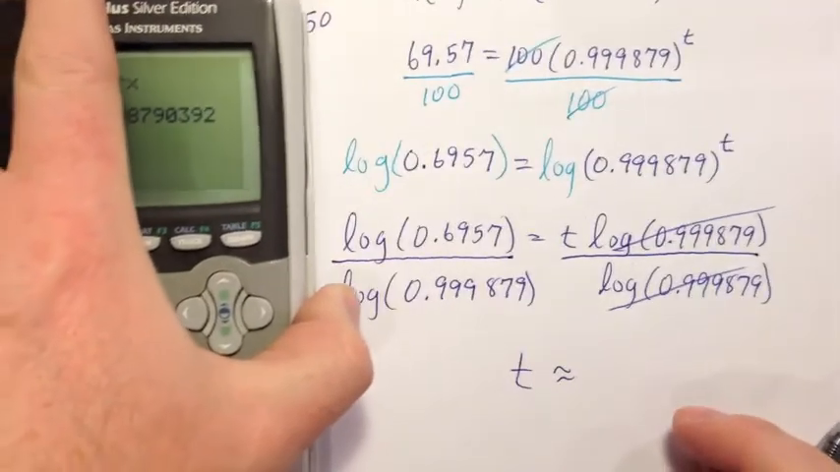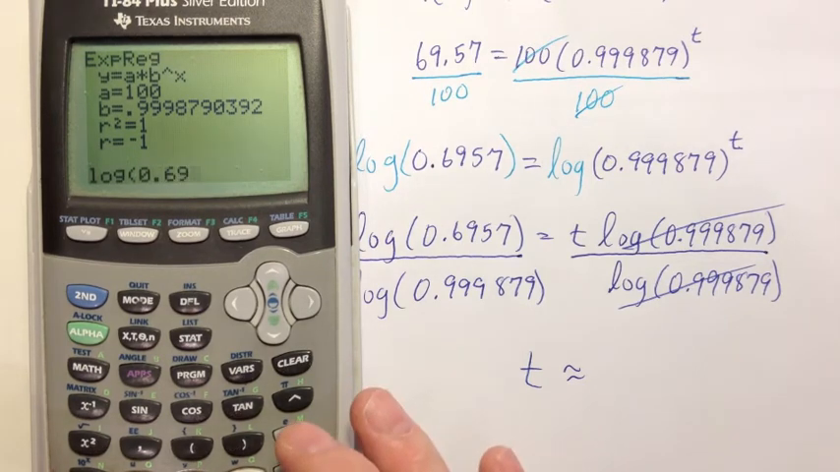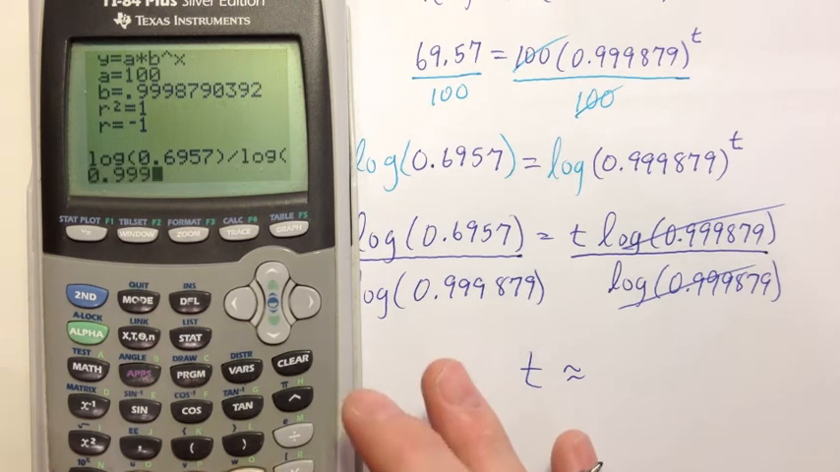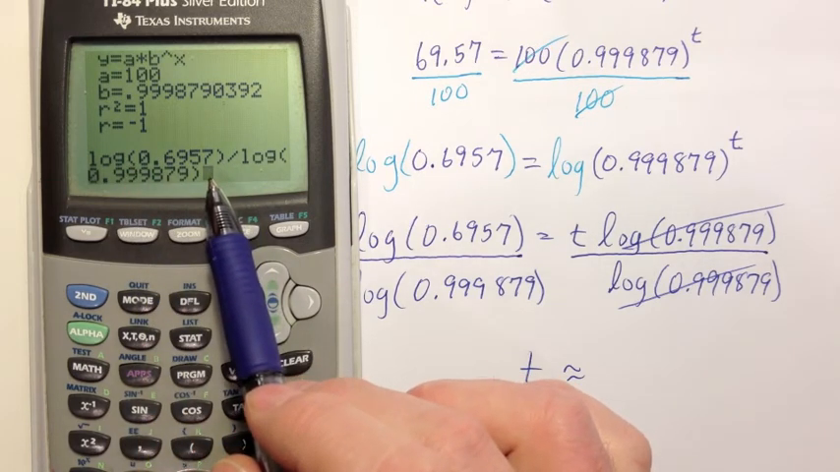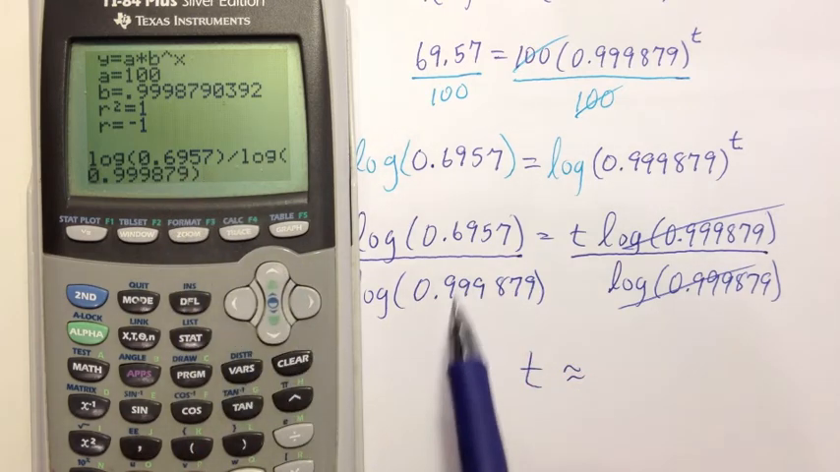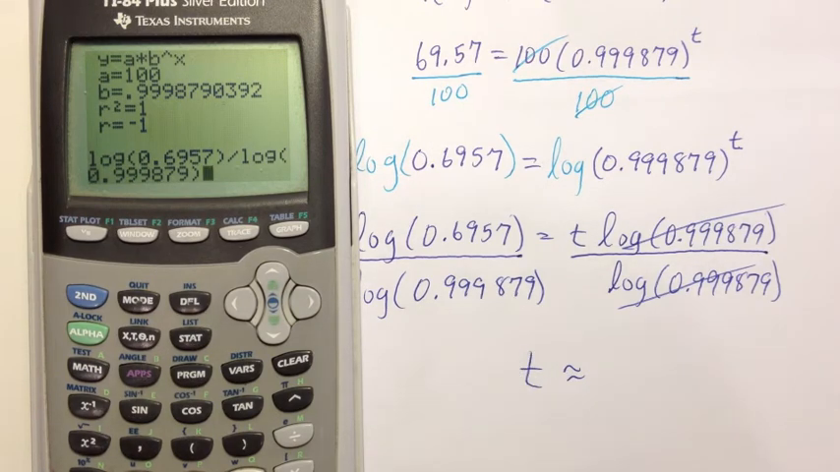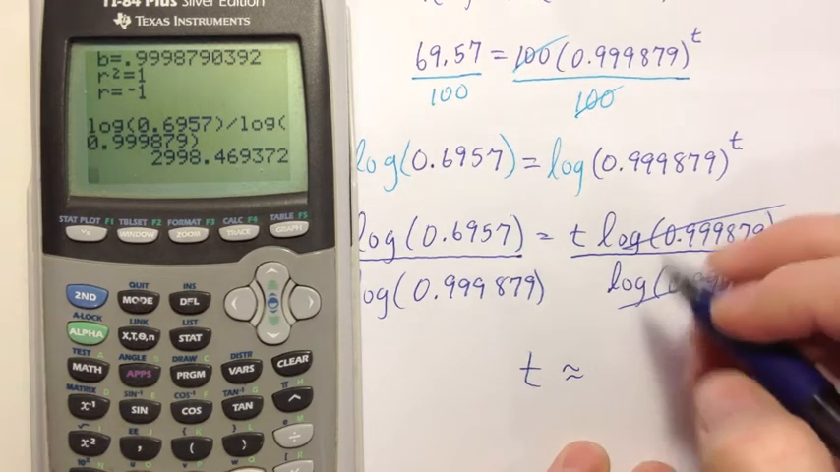And so let me go ahead and slide this over so we can see that for entry. So I want the log of 0.6957 divided by the log of 0.999879. When you do a log on the calculator, it always opens a parenthesis. Make sure you close it when you're done with that log, otherwise this other stuff gets inside of the first log. So I have this log divided by that log. I'm expecting an answer bigger than 0 and less than 5,730. So 2,998.46 fits into that.